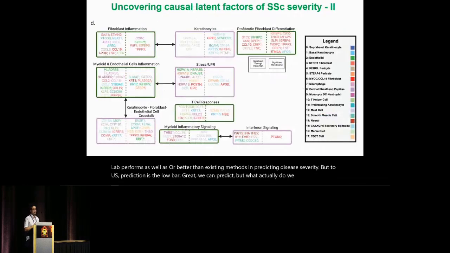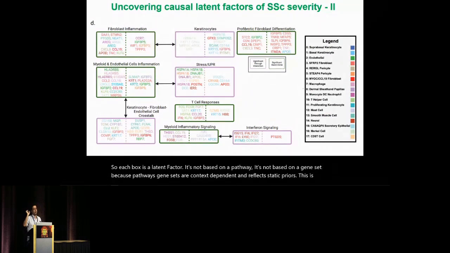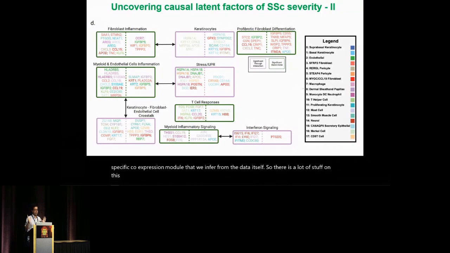And that's reflected in these latent factors. So each box is a latent factor. It's not based on a pathway, it's not based on a gene set, because pathways, gene sets are context dependent and reflect static priors. This is a context-specific co-expression module that we infer from the data itself. So there's a lot of stuff on this slide. It's a busy slide. I'll walk through it very quickly.